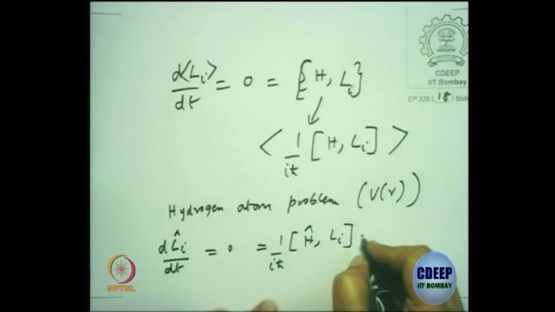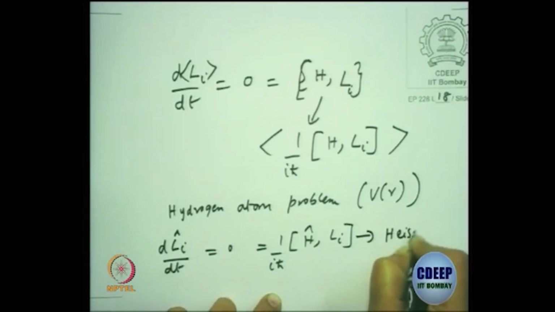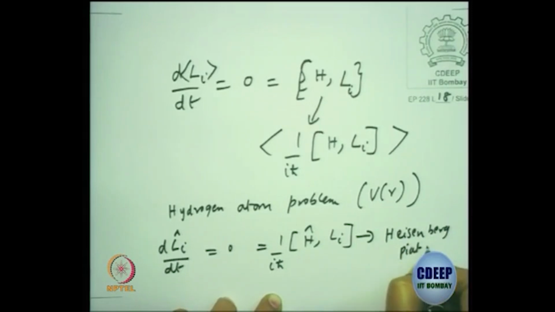This is the Heisenberg picture. So in all central force problems, angular momentum commutes with the Hamiltonian. How do we see this in the hydrogen atom problem? We have done the psi NLM, but we never looked at it from this point of view, and that is why I was bringing in this angular momentum operator.